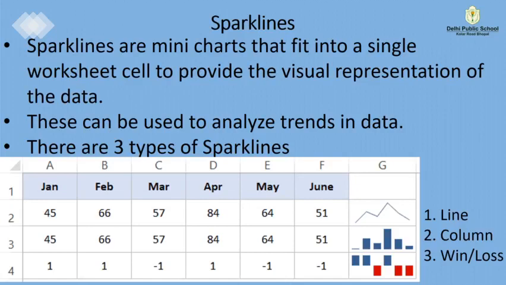Now next that we are going to learn is sparklines. Now what are sparklines? These are mini charts that fit into a single worksheet cell to provide a visual representation of the data. Now there are three types of sparklines. One is a line, as you can see here in the given example. Then another one is a column, and the third one is win and loss. So these are the three types of sparklines.